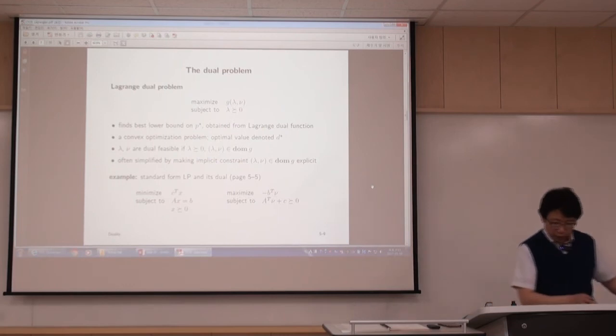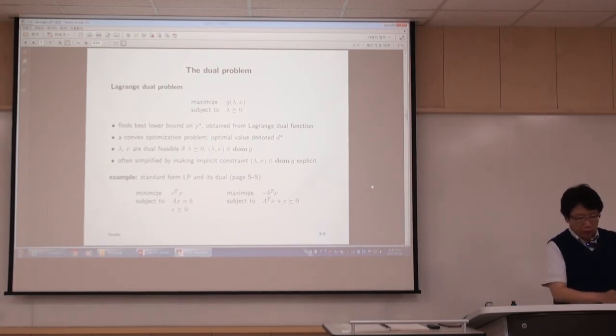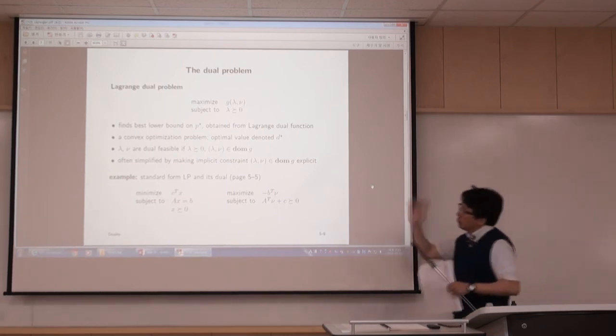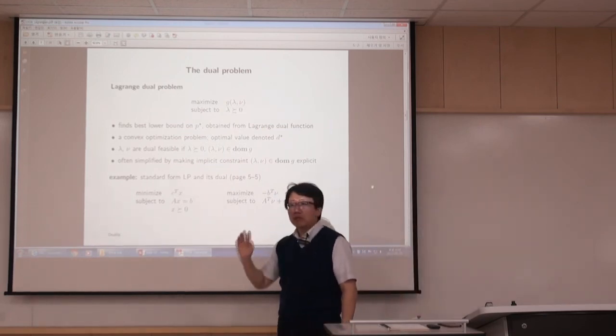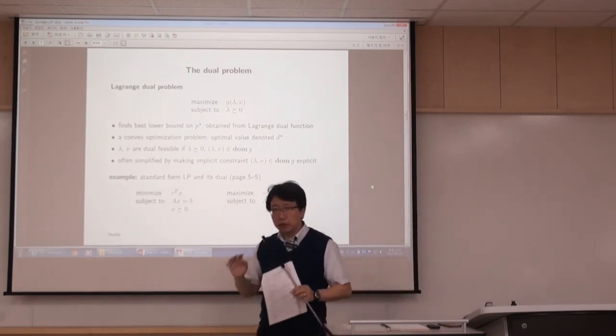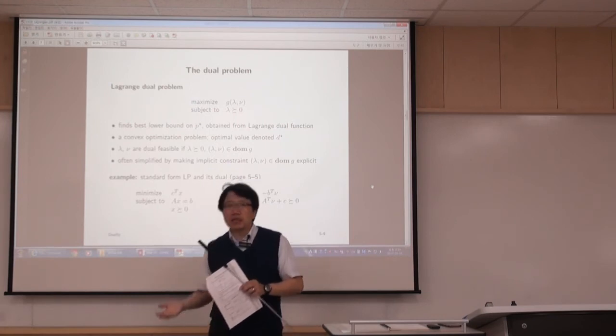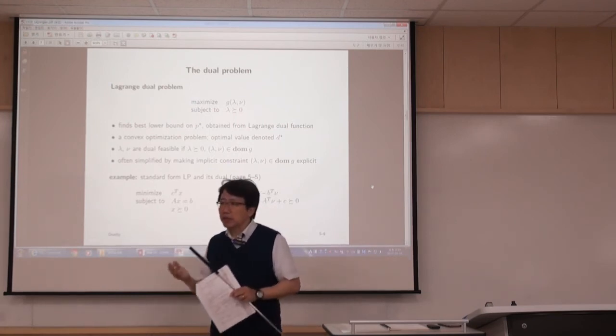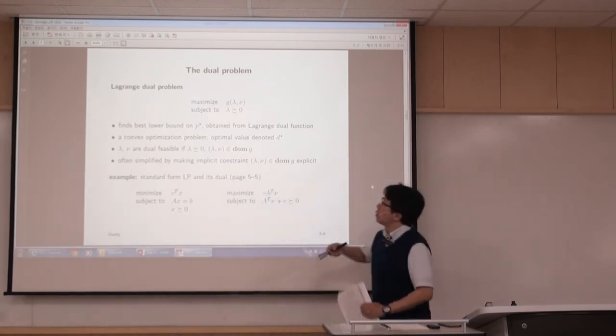I believe I've done this already, right? Anyway, so far we derived the lower bound and some condition. And as I told you, we want to find the best lower bound by maximizing this lower bound. That is the dual problem.